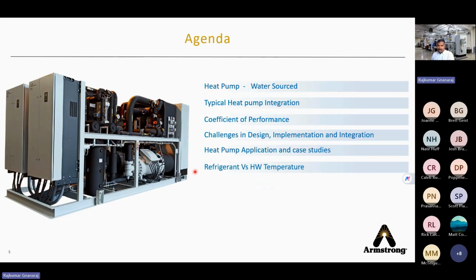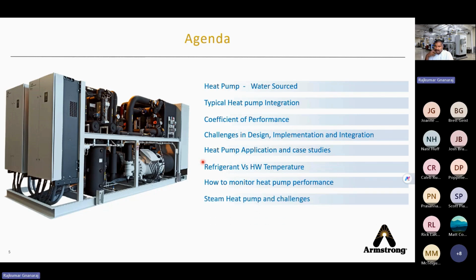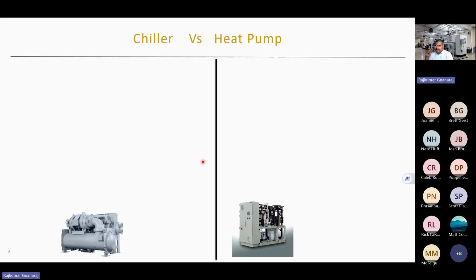And there are different refrigerants available in the market. Each refrigerant is associated with a certain hot water temperature. We'll see which refrigerant can give you which temperature hot water, how it varies with respect to pressure, and how to monitor the heat pump performance. It's very, very important. Implementing a heat pump is easy, but how do we evaluate whether it's really working as per the design or not? And then steam heat pumps. Yes, we manufacture steam heat pumps, but they come with certain operational challenges. We'll see what those are as well.